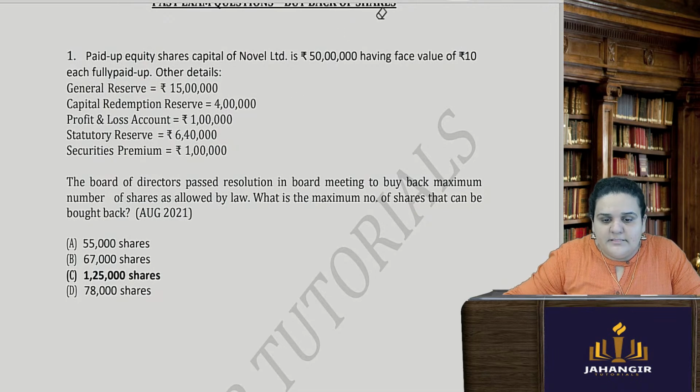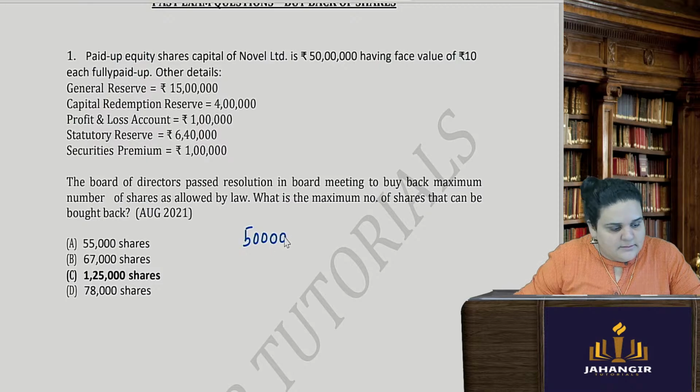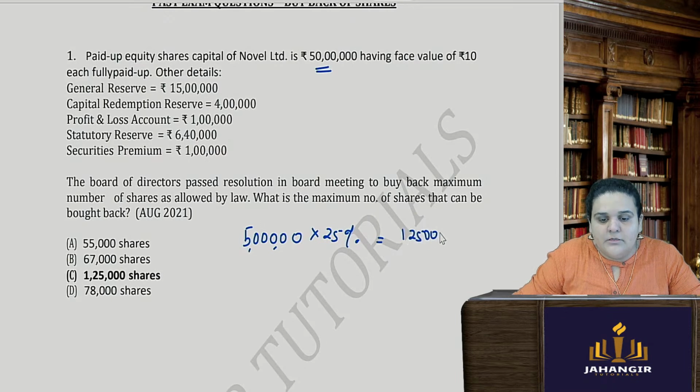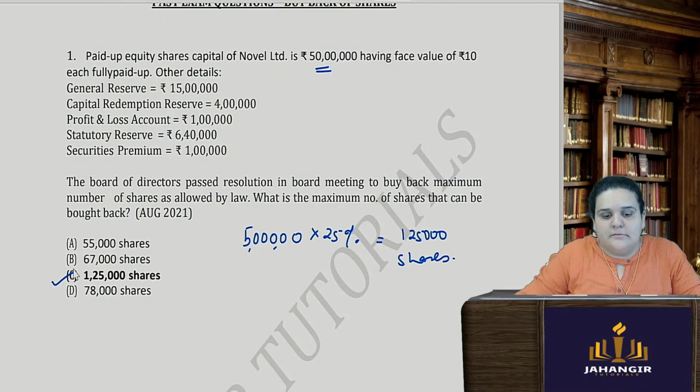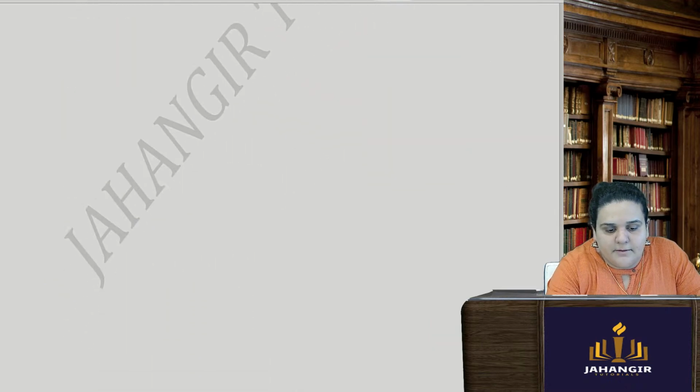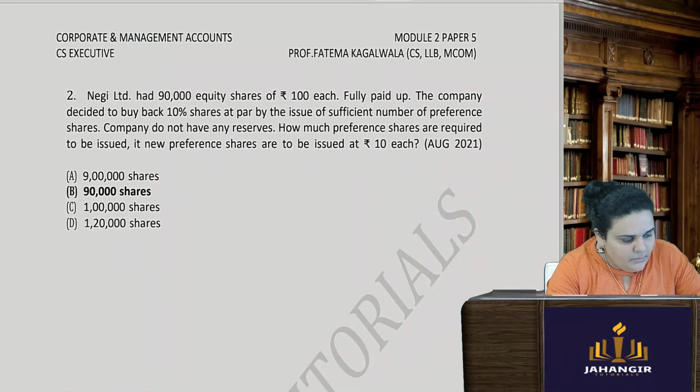So here it will be simple. Here the maximum number of shares that can be bought back will be, how many shares are there? 5 lakh shares. Correct? Rupees 50 lakhs divided by 10, 5 lakh shares into 25%. That will be 1,25,000 shares. Simple. Easy. That's it. Nothing is given in the sum as any other information.